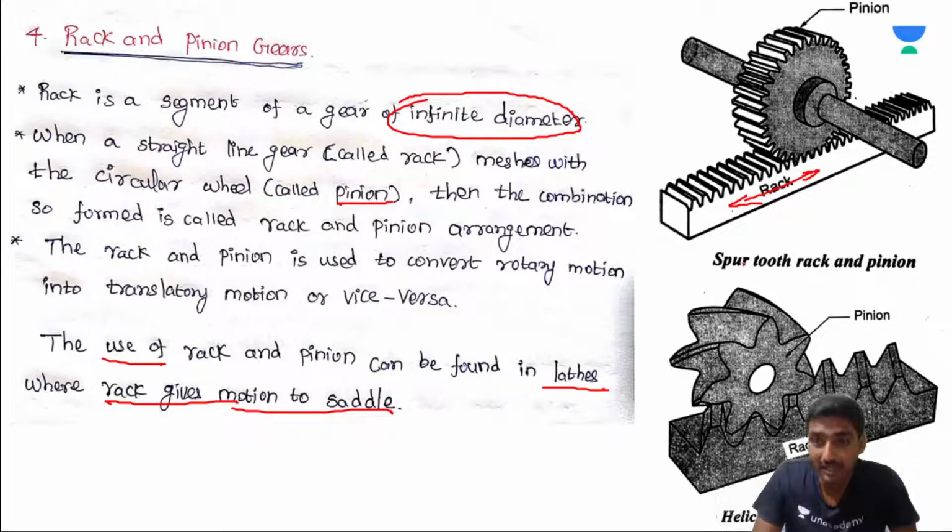Now, there is the spur gear rack and pinion, and the helical tooth rack and pinion, where both rack as well as pinion are of helical form in the helical rack and pinion.